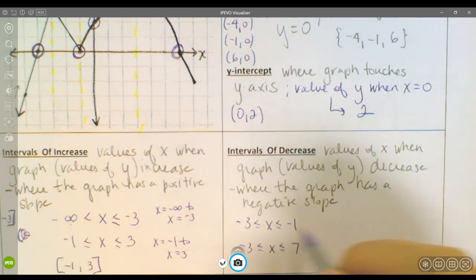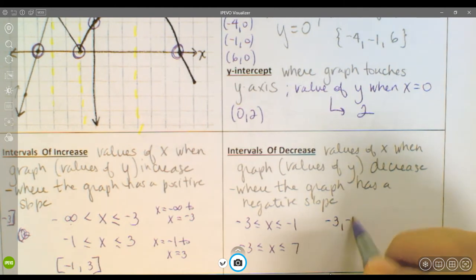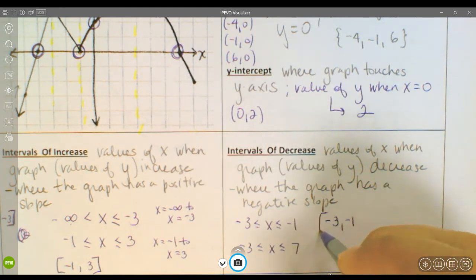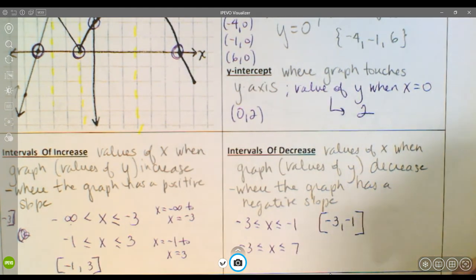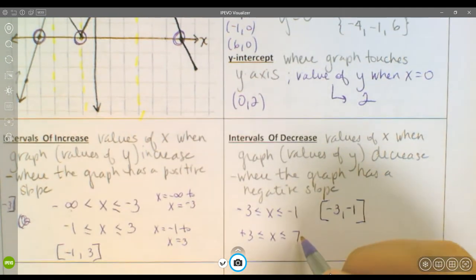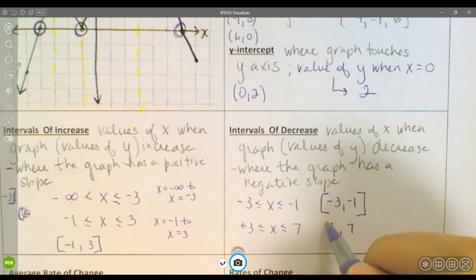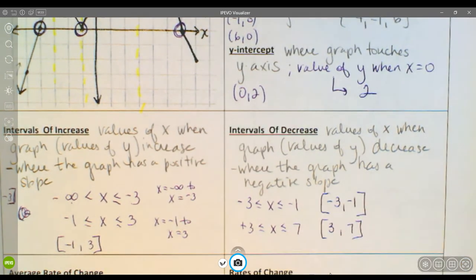So if I wanted to use interval notation, I'll say my lower bound is -3, my upper bound is -1. I am including the x's, which is a closed circle, so I'm going to use brackets. The other place where I'm decreasing has a lower bound of 3 and an upper bound of 7, and I'm including those points as well.